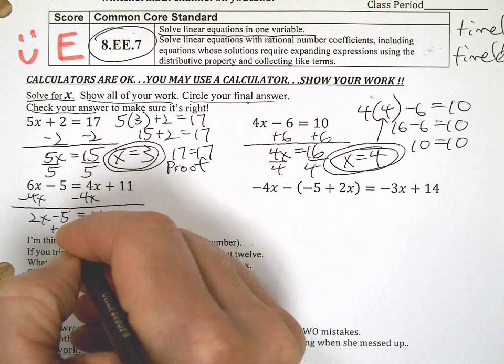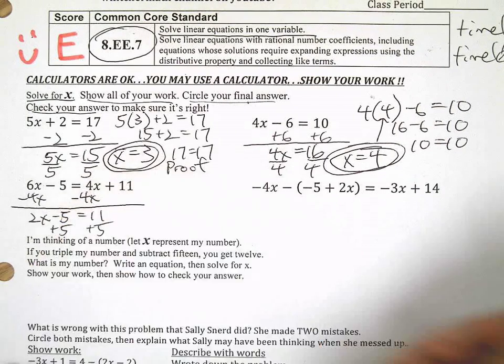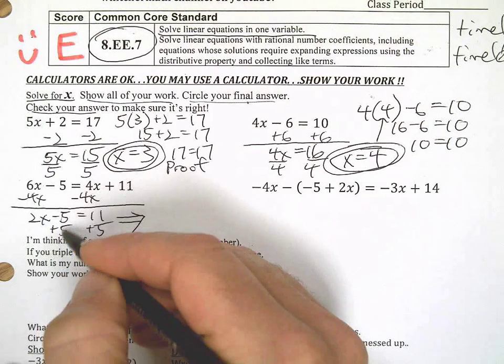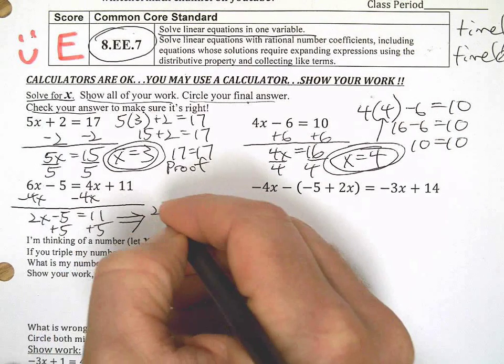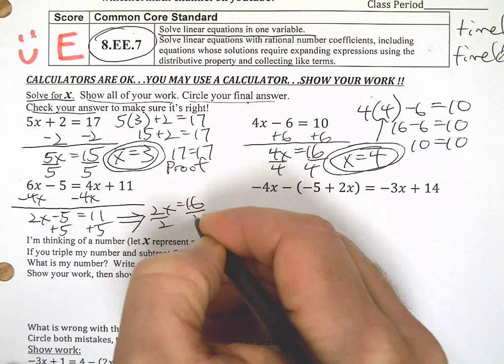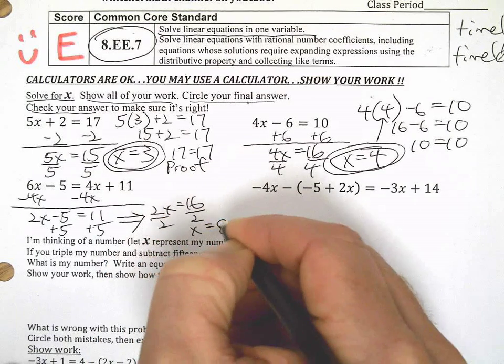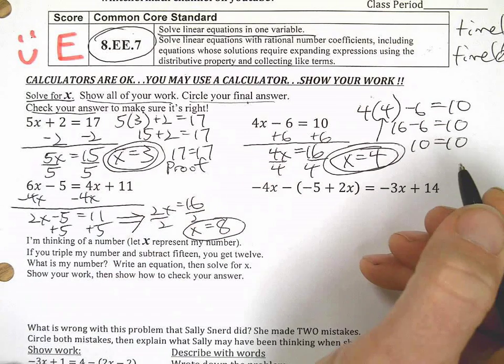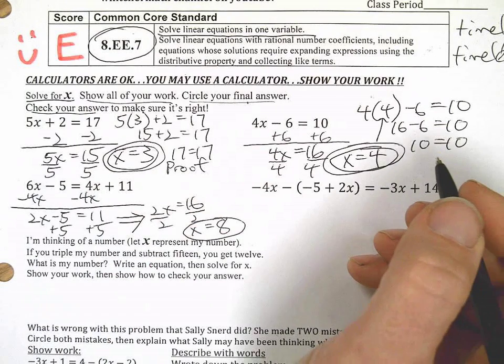And we're going to run out of room. I'm going to get rid of that 5 by zeroing it out with its opposite. That leaves me with 2x equals 16 over there. Divide both sides by 2. We think x equals 8. We're going to check it.